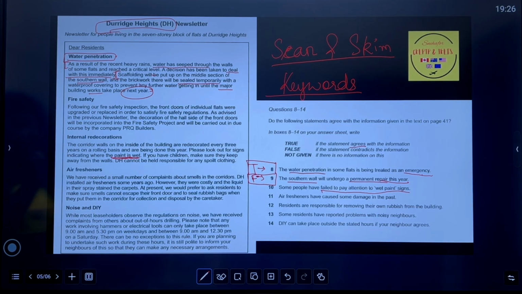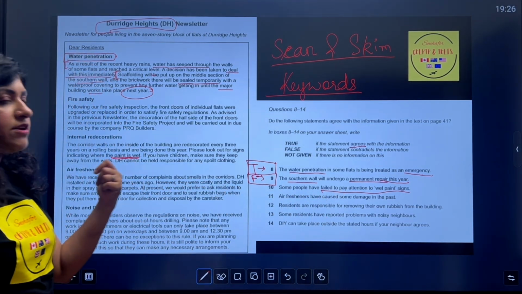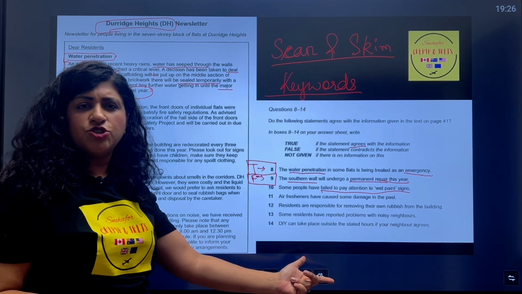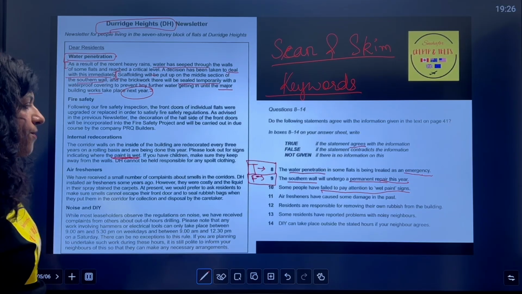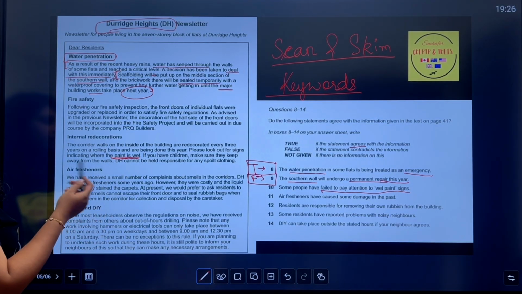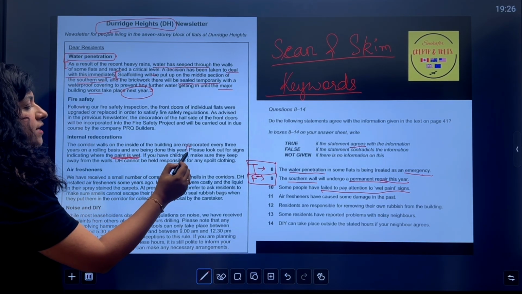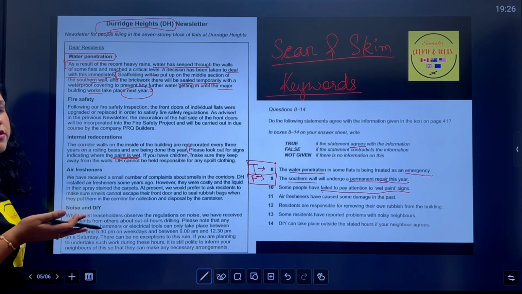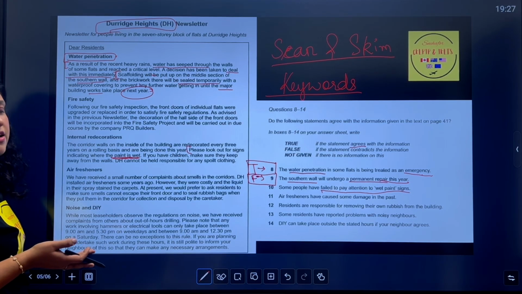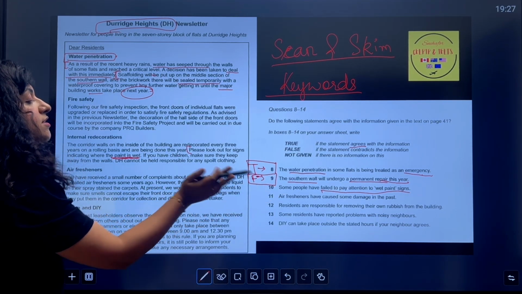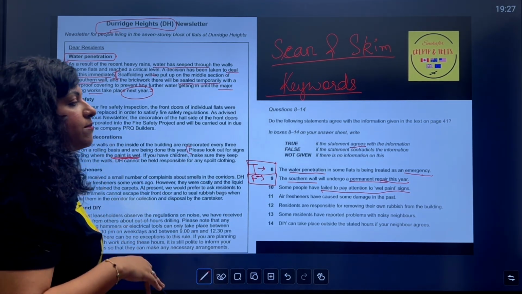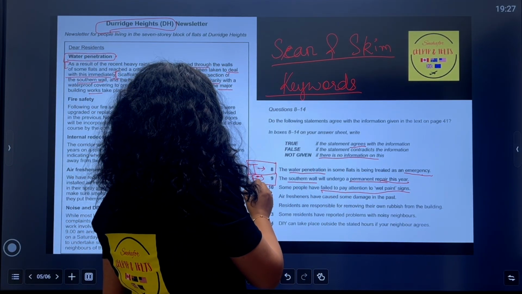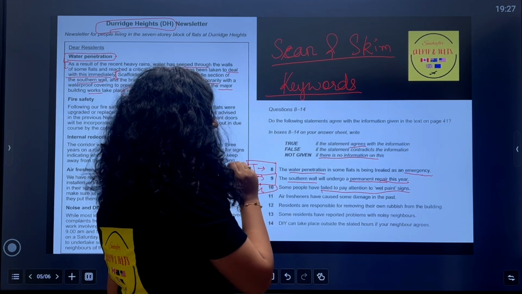Now, is this information given in the text? Do you think the text talks about people having failed to pay attention to these signs? Not at all. This is something else. It's only a kind of caution that is given, that please look out for such signs. Doesn't mean that people have failed to notice these signs. So the information of the question is not there. The text does not talk about it. There is no information on this. So that is why here my answer for question number 10 is going to be not given.